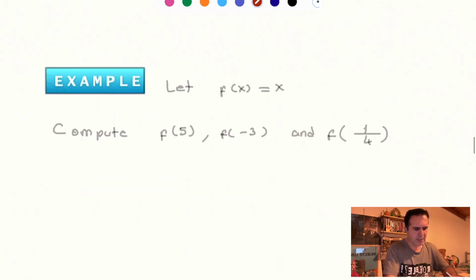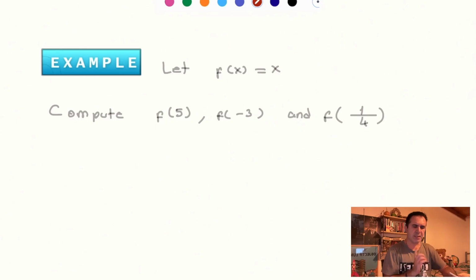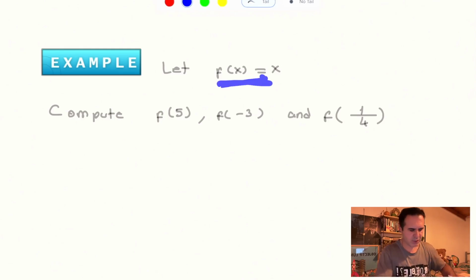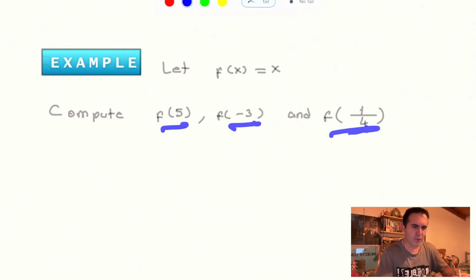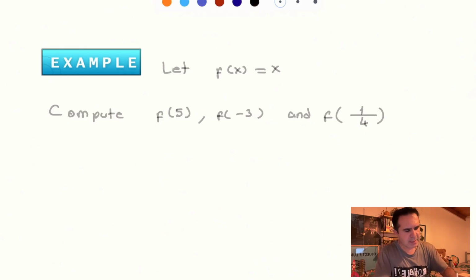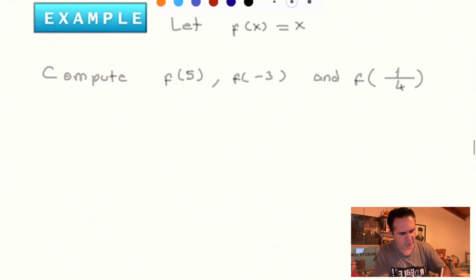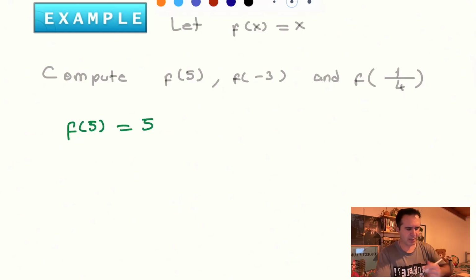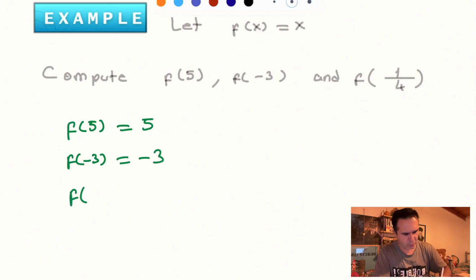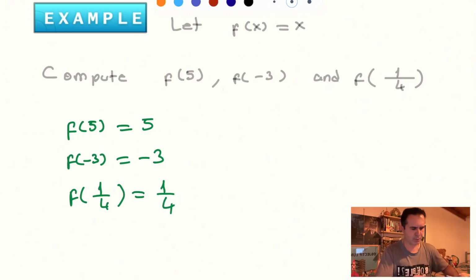Now let's come to the examples. First example, let f of x equals x. This is the identity function, and compute f of 5, f of minus 3, and f of 1 over 4. Since f of x is the identity function, f of 5 will be equal to 5, and f of minus 3 will be equal to minus 3, and f of 1 over 4 will be equal to 1 over 4.